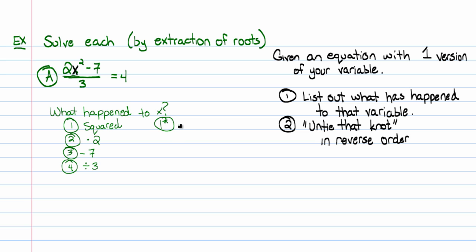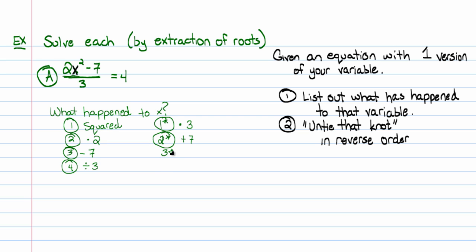The opposite of division is multiplication. So in fact, I'm kind of cheating on the wording here. It's not really the opposite. Mathematically speaking, it's called the inverse. The inverse of division is multiplication. So instead of dividing by 3, we're going to multiply by 3. The next thing we're going to do, after we take care of untying that division, is we're going to untie this subtraction of 7. What's the inverse of subtraction? Addition. So we're going to add 7.